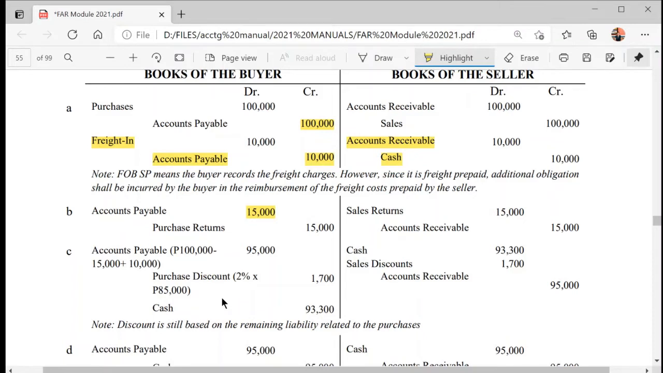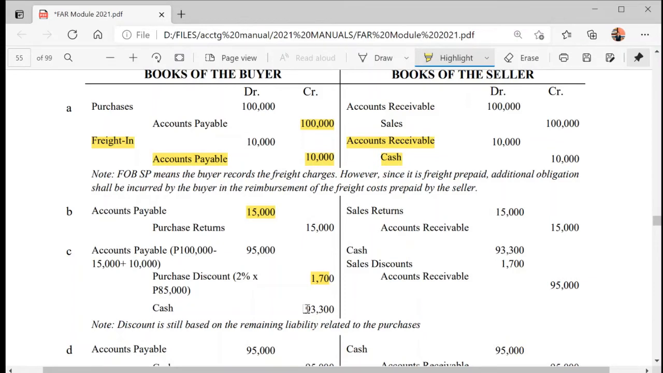So katulad gihapong purchases, net purchases. So you have 1,700 because 2% times 85,000. We deduct this from 95,000. So the amount to be paid is 93,300. On the side of the seller, so debit cash for the amount received, sales discounts 1,700 and credit accounts receivable. Okay?